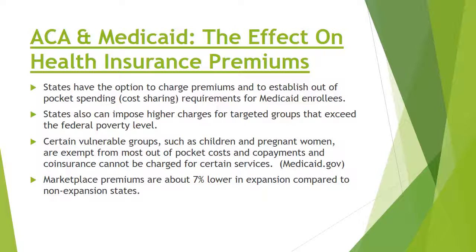Out-of-pocket costs may include co-payments, co-insurance, deductibles, and other similar charges. States can impose higher charges for target groups that exceed the federal poverty level. State expansion decisions may be impacting marketplace premiums. One study found that marketplace premiums are about 7% lower in expansion compared to non-expansion states.